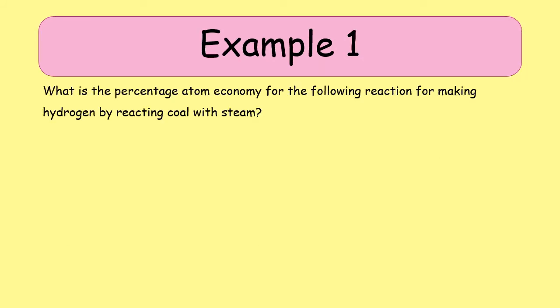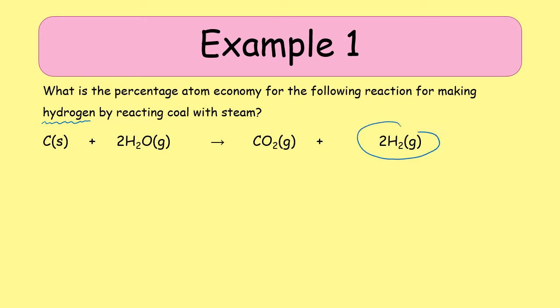So what is the percentage atom economy for the following reaction for making hydrogen? So it's for making hydrogen, which means that hydrogen is our desired product. So this is desired. It means that this one we don't care about. Now remember, it is the mass of desired product divided by the mass of all the reactants.